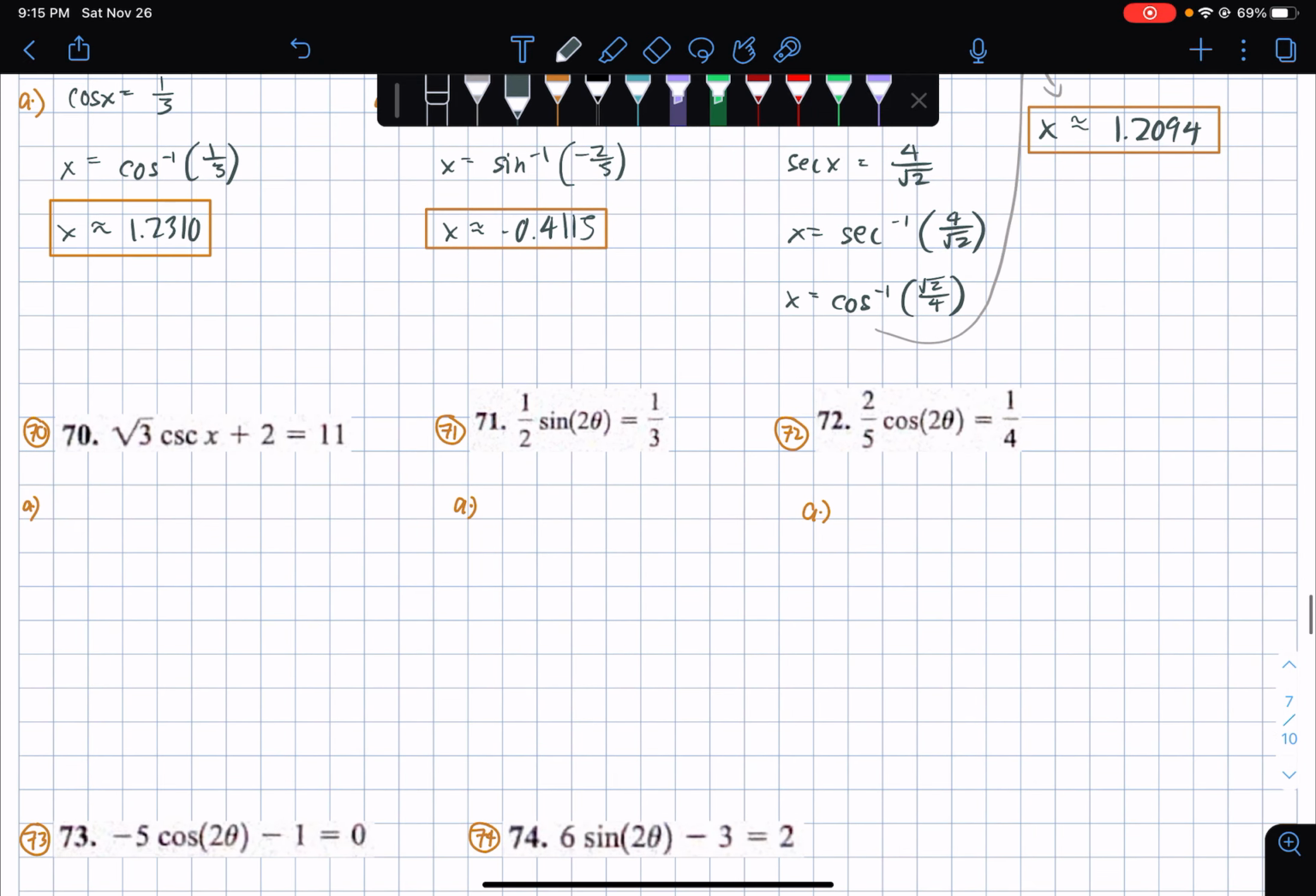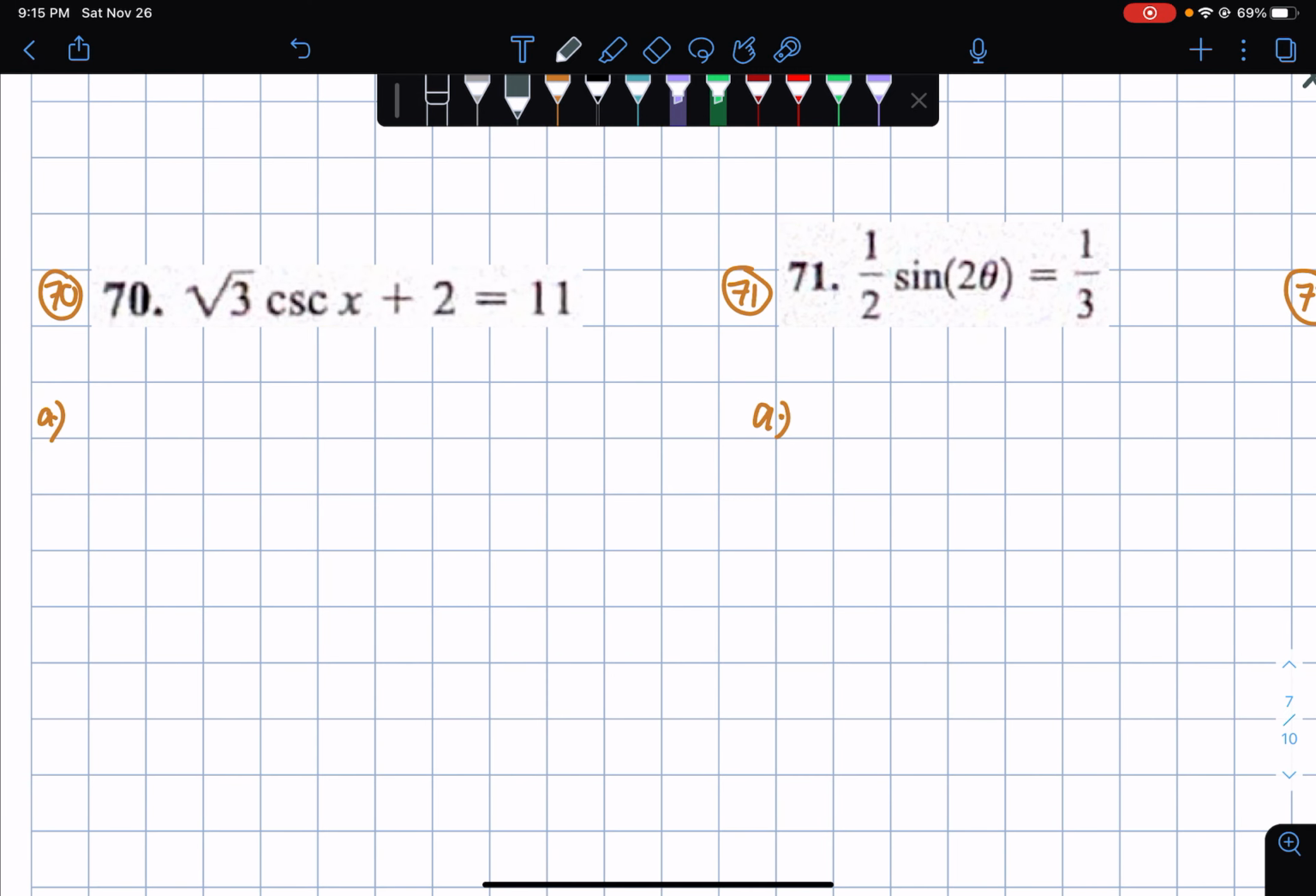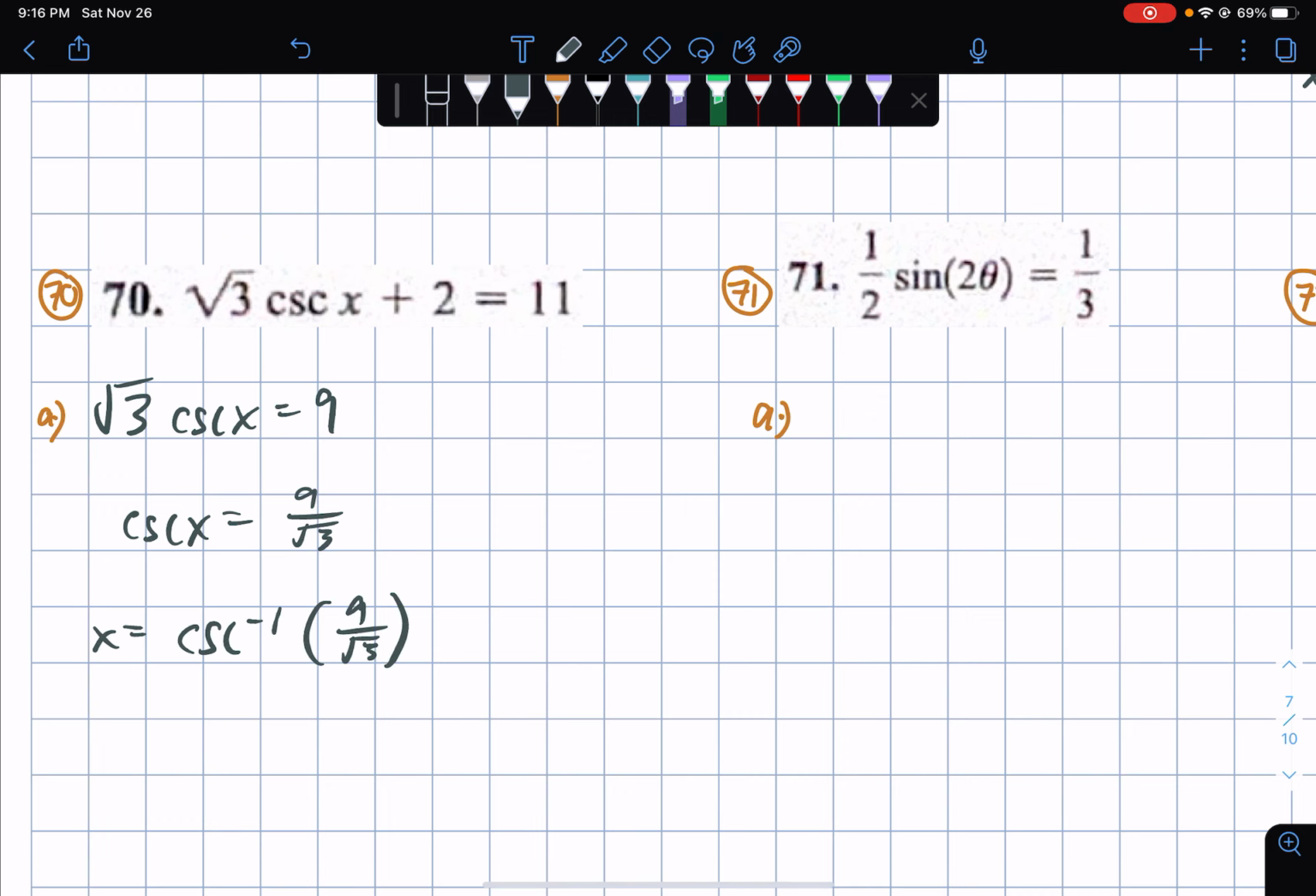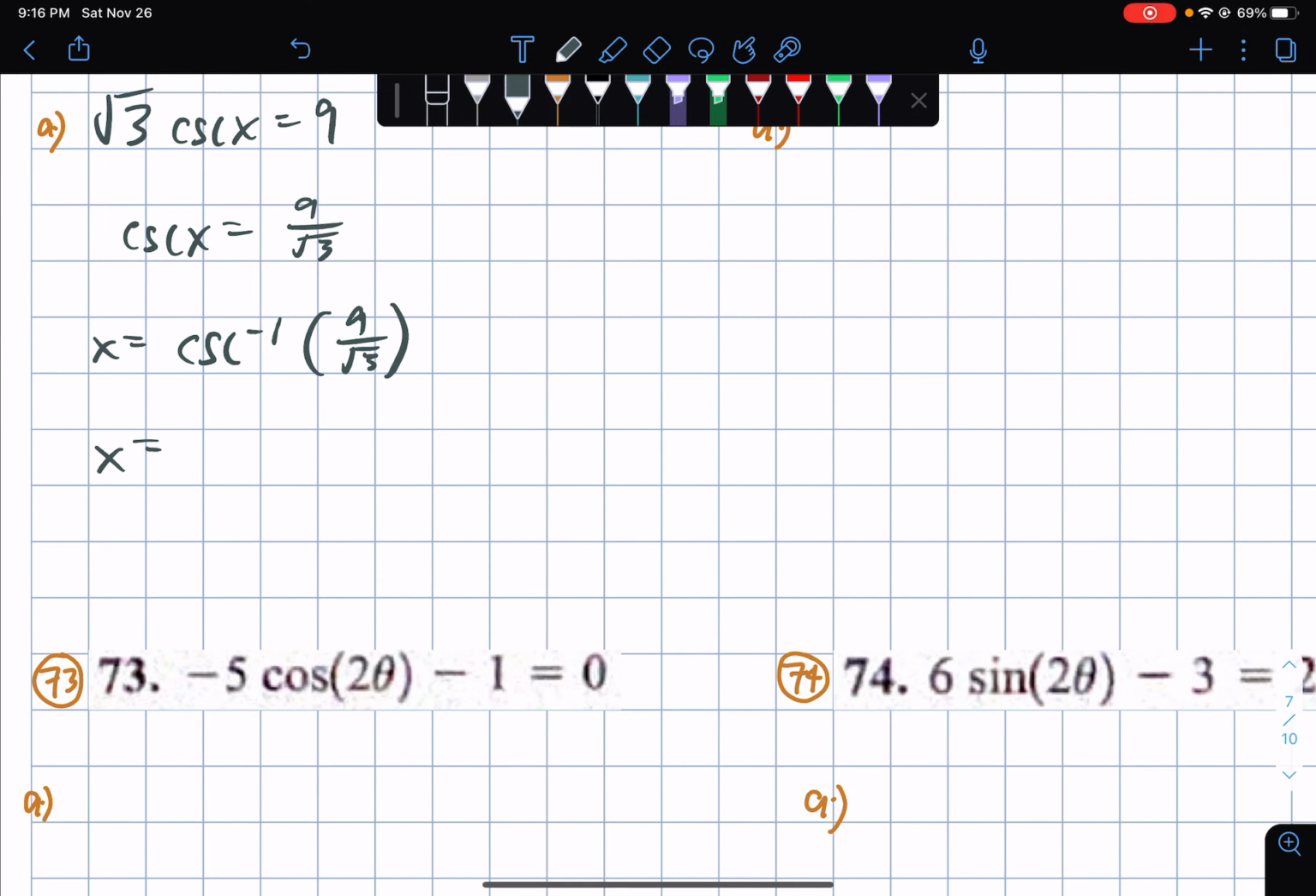Okay, number 70. Transpose the 2 to the other side. We have 9. Divide both sides by square root of 3. x is equal to the cosecant of 9 divided by square root of 3. x is equal to the arcsine of square root of 3 divided by 9. x would eventually be approximately 0.1937.